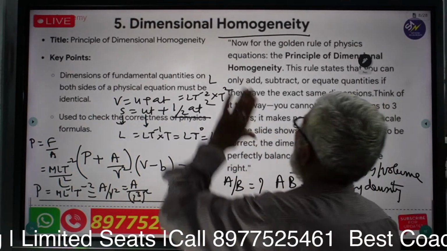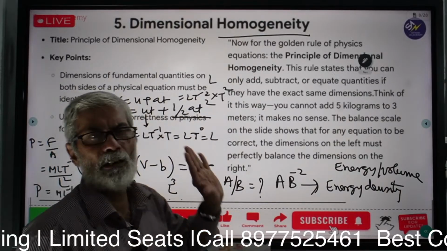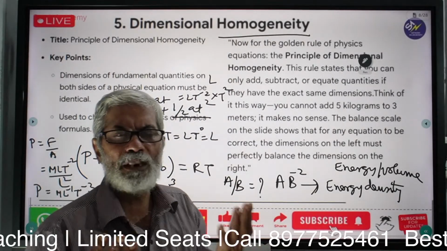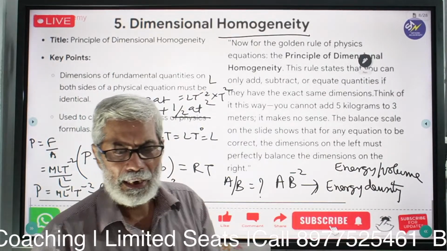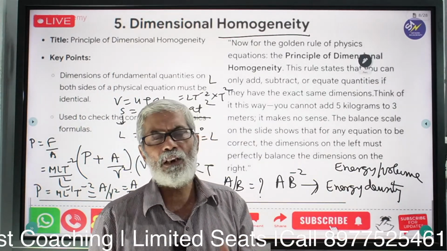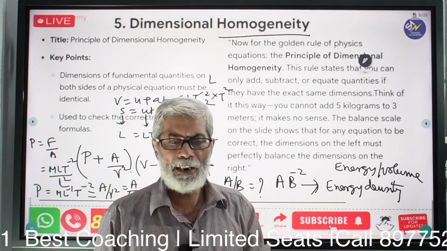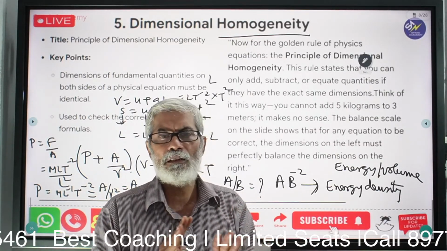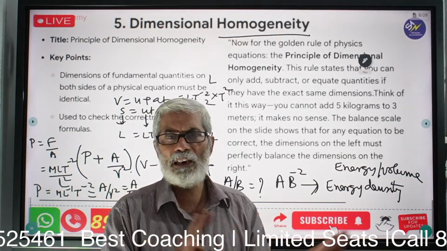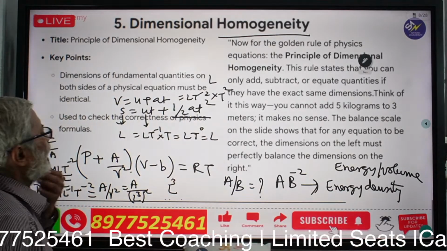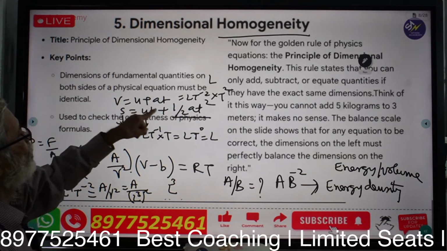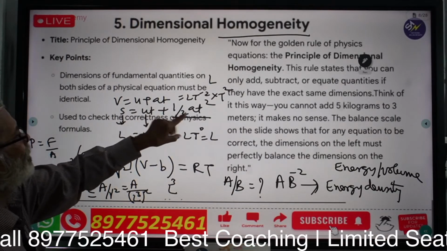So now this is very important: homogeneity. In dimensions, what is the meaning of the principle of homogeneity? Any two physical quantities you can add or subtract, on either side of the equation, provided the dimensions are the same on both sides, the left hand side as well as the right hand side. I gave some examples. V is equal to U plus AT, S is equal to UT plus half AT square.